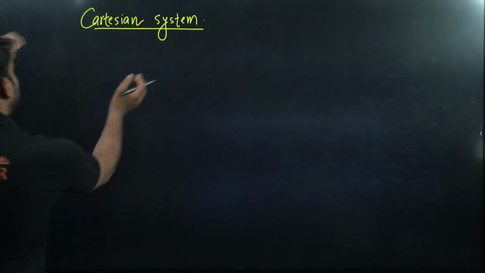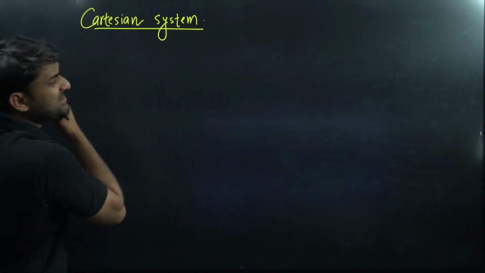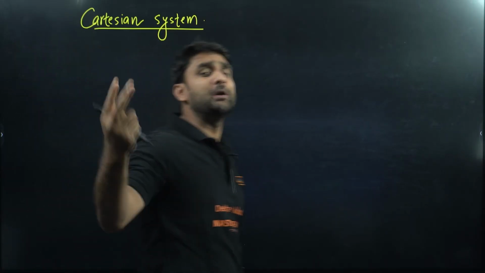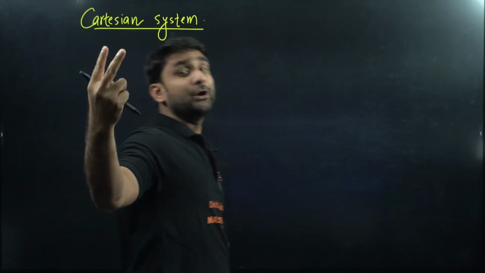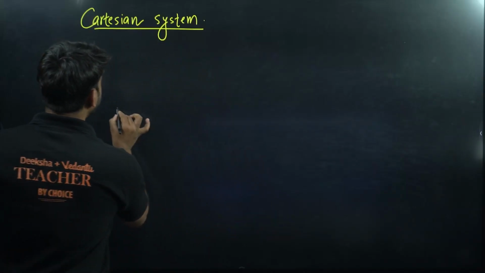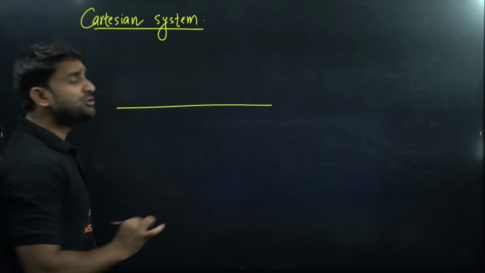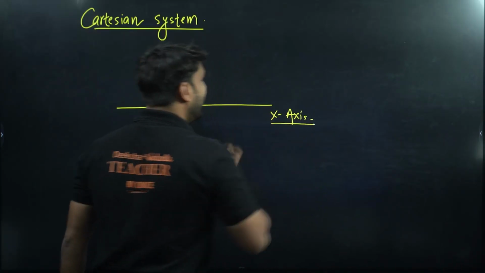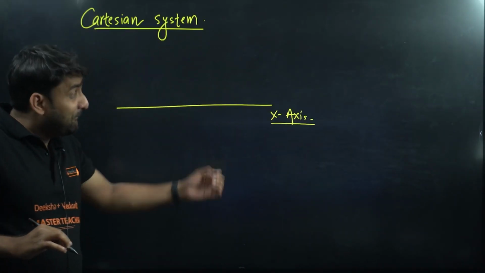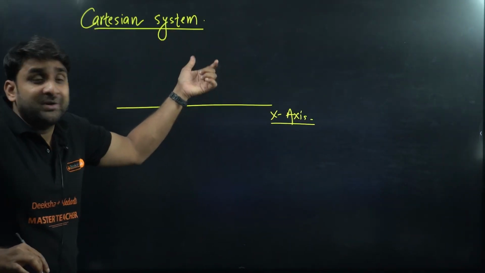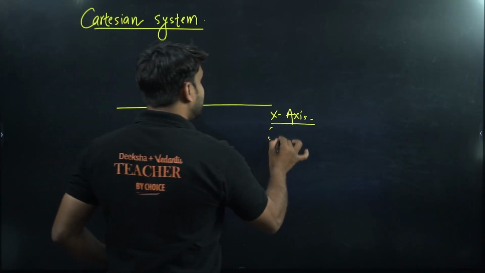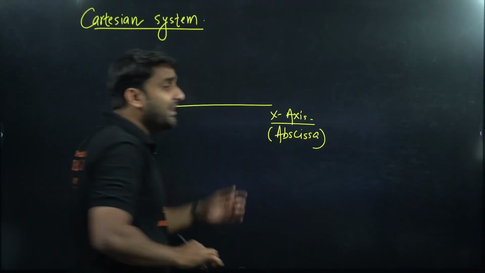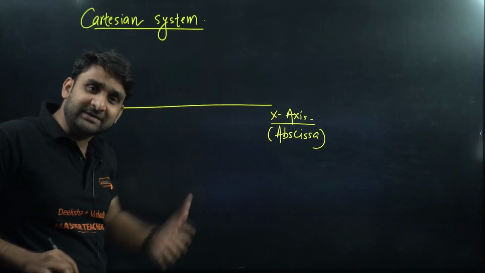Okay, so if we talk about the Cartesian system, basically the Cartesian system is made up of two straight lines. One is the horizontal line, which is also called the x-axis, right? In Cartesian language, this x-axis is also known as abscissa.